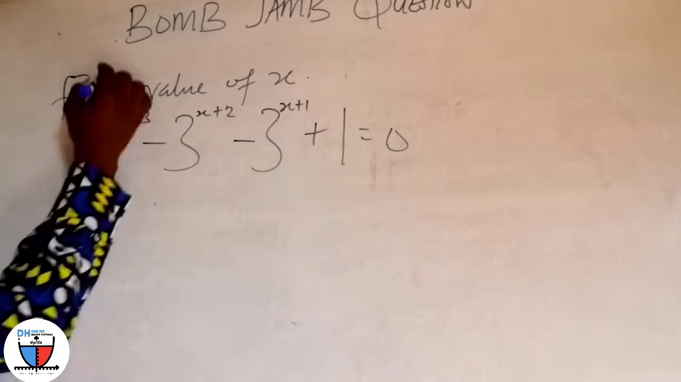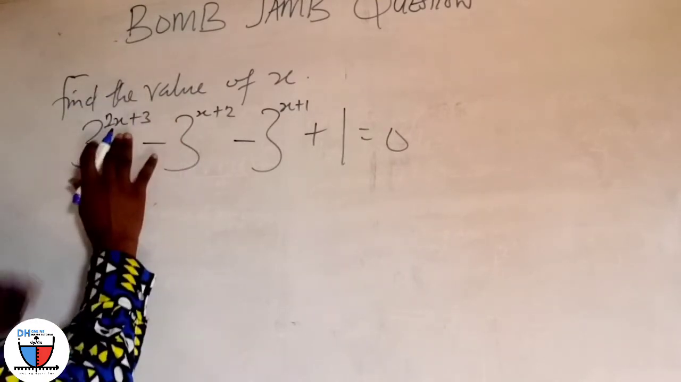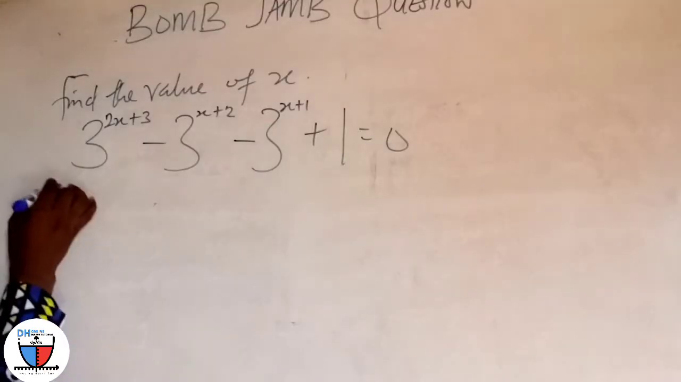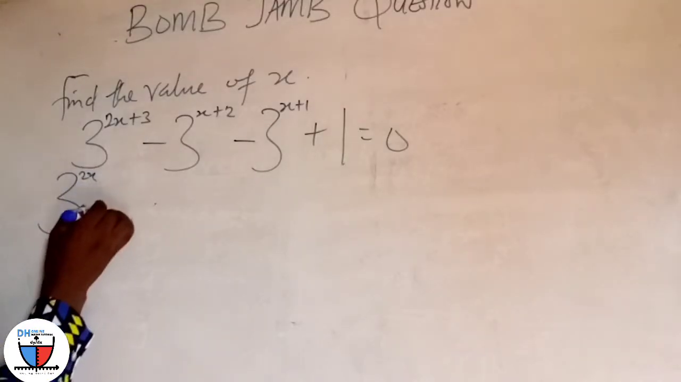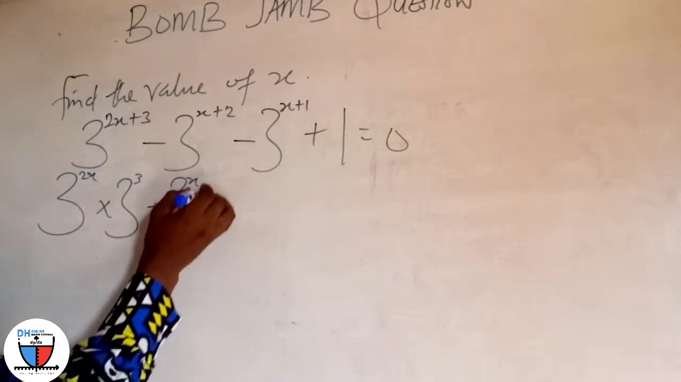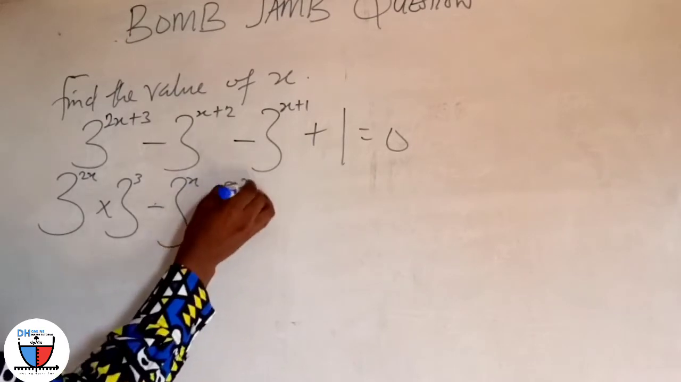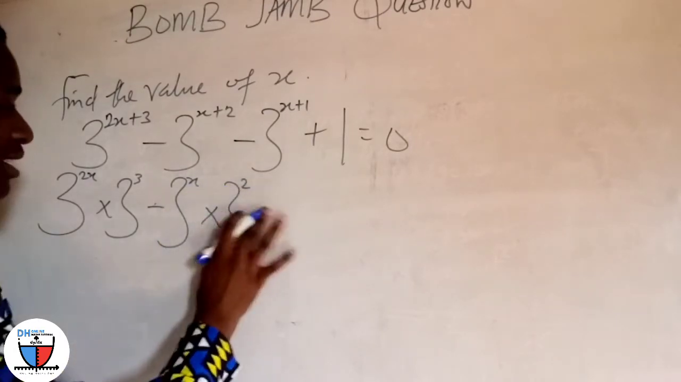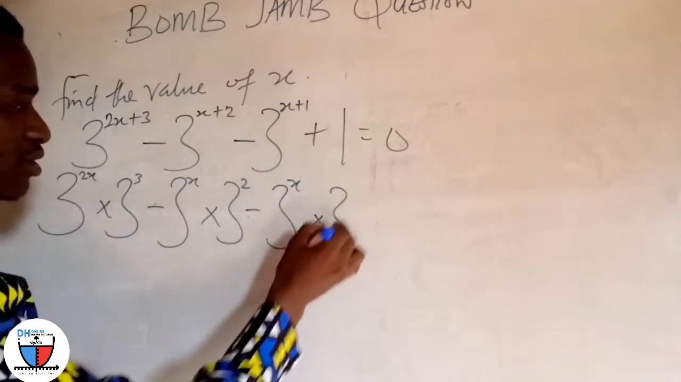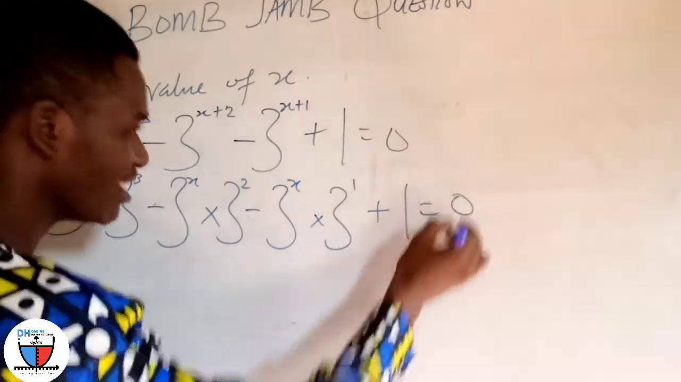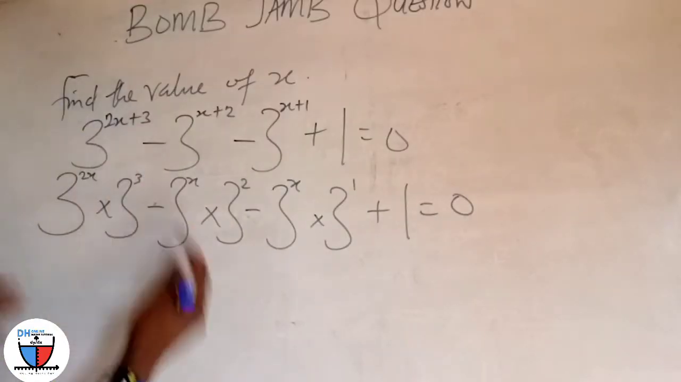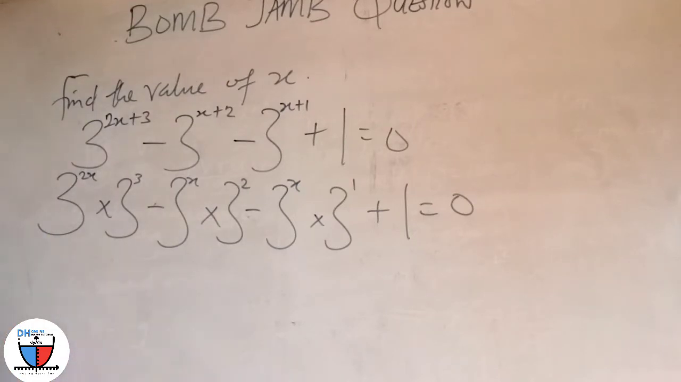Okay, so the first thing we are going to do here is make sure we take these terms back. So by saying 3 raised to power 2x times 3 raised to power 3, minus 3 raised to power x times 3 raised to power 2, minus 3 raised to power x times 3 raised to power 1, plus 1 equal to 0. So this is the first thing you are going to do in this question.